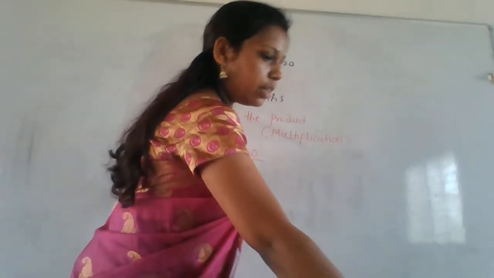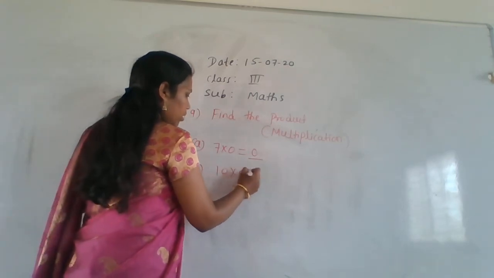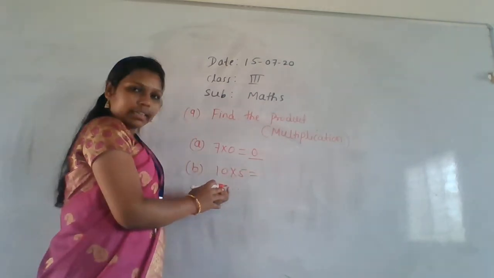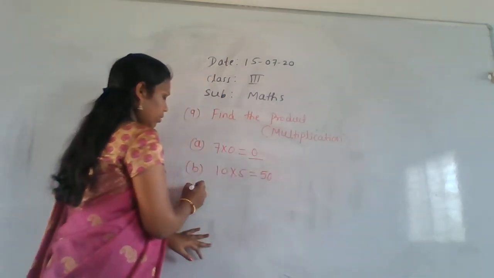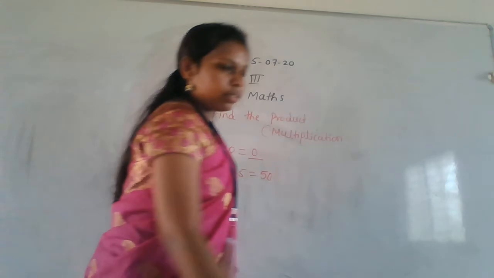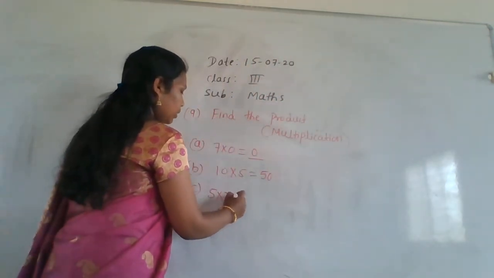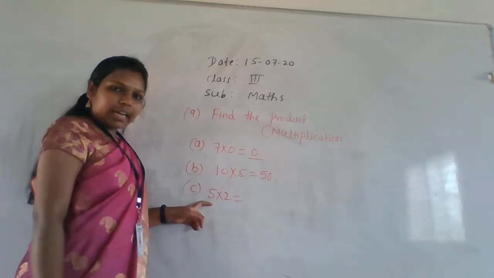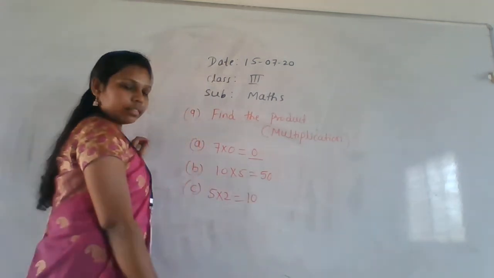Next one is 10 into 5. Already you know the 10 table. 10 fives are 50. Write the answer here. Next, what is the next problem? 5 into 10. Everyone knows the table, right? 5 ones are 5. 5 twos are how much? That is 10. Write here 10.